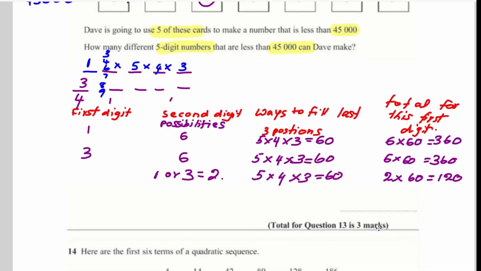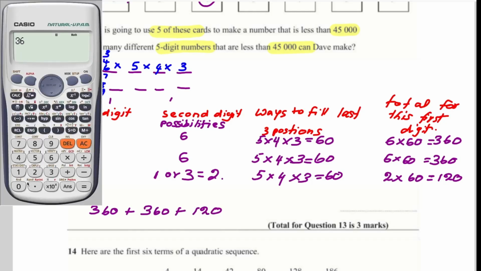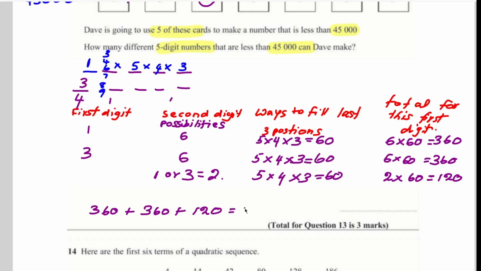Then let's get all together how many numbers there will be. 360 plus 360 plus 120 equals 840. So the answer is 840.